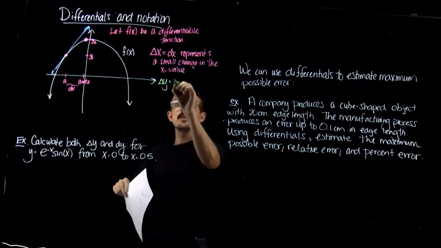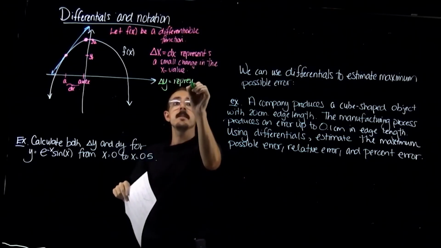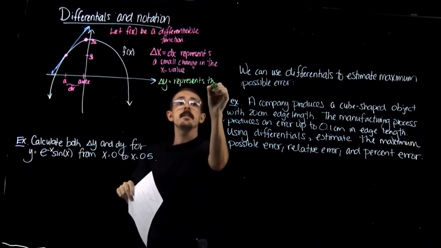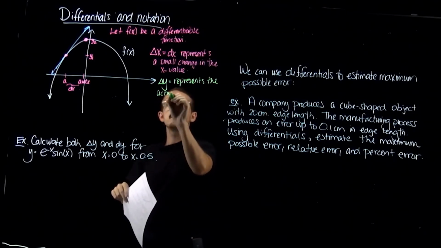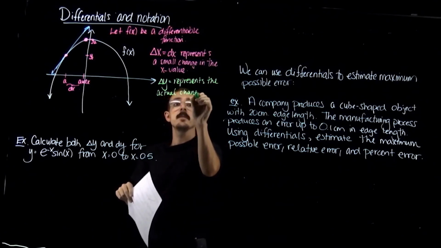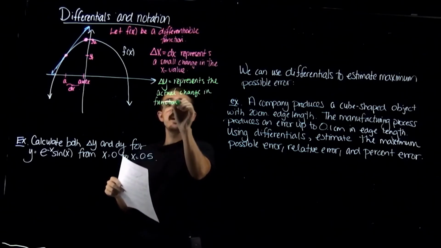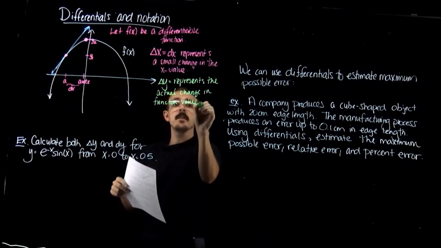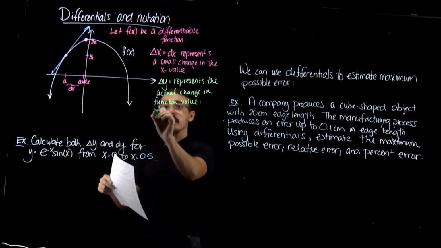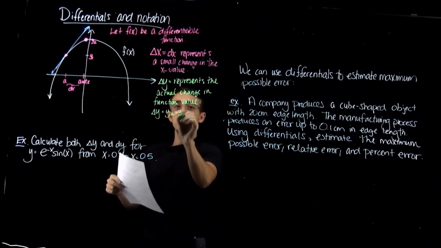So this represents the actual change in function value. And that's just delta y is y2 minus y1.